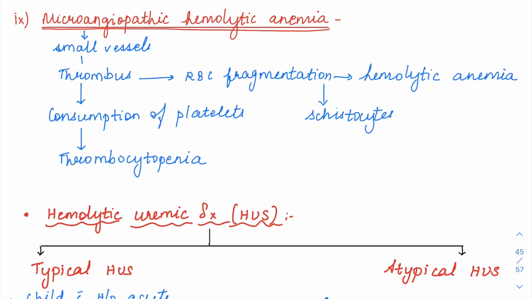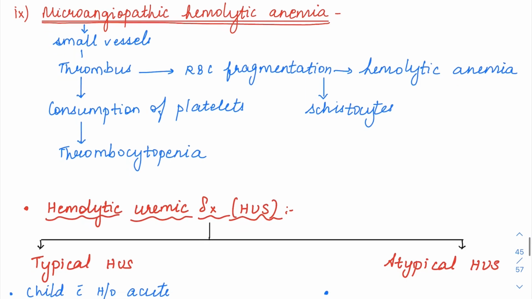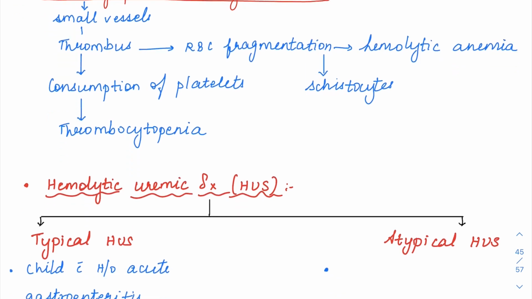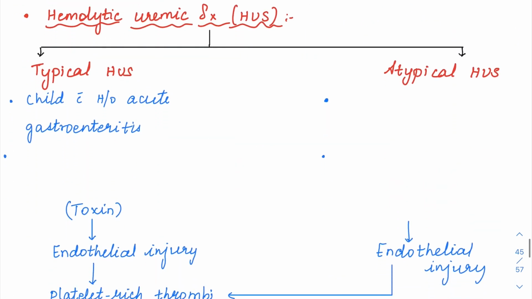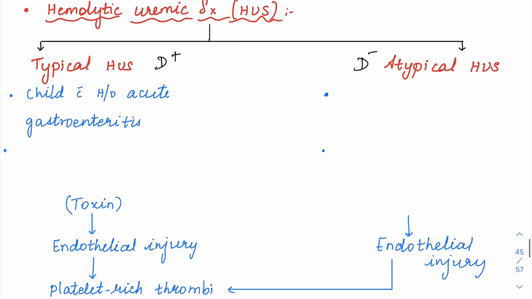Okay. So there is going to be thrombus leading to consumptive thrombocytopenia, and because of this thrombus formation, there are going to be multiple infarcts, and because of this thrombus formation, there is going to be mechanical damage to the RBCs, resulting in the formation of schistocytes and hemolytic anemia. These three are the classical findings in MAHA. So under HUS, what is the cause for this formation of thrombus? We have two types of HUS, typical and atypical. Typical HUS is called diarrhea positive HUS. Atypical is the diarrhea negative HUS.